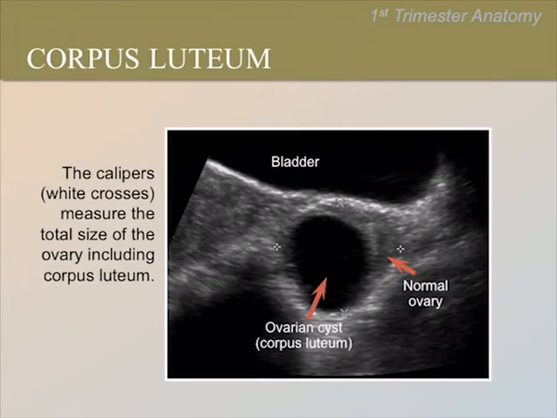The corpus luteum often appears as a simple cyst. A simple cyst contains only fluid, so it appears black. The black sac corresponds to the corpus luteum. The grayer tissue to the upper right of the sac is actually normal ovarian tissue. The calipers, shown as white crosses in the image, measure the total size of the ovary, including the corpus luteum.